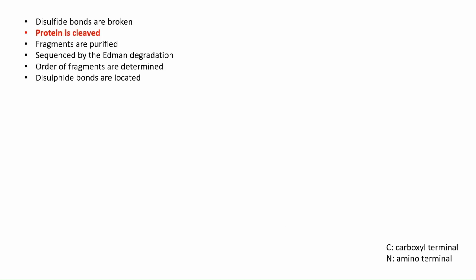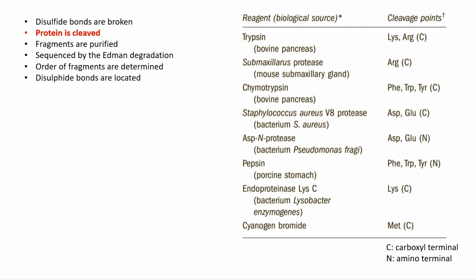Now, the next step is cleavage of the protein. The large polypeptide has to be broken down into smaller fragments. How can we do that? By using various reagents. This is the list of reagents that are used to cleave proteins. Trypsin: what is the cleavage point? Lysine and arginine. Wherever lysine or arginine is present in the polypeptide, trypsin will cleave that bond.